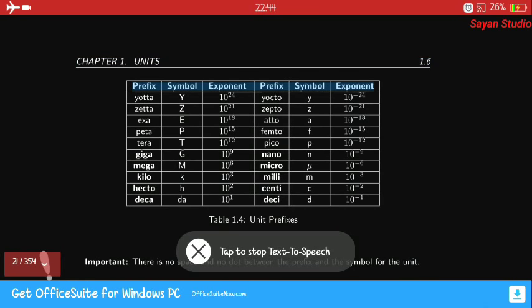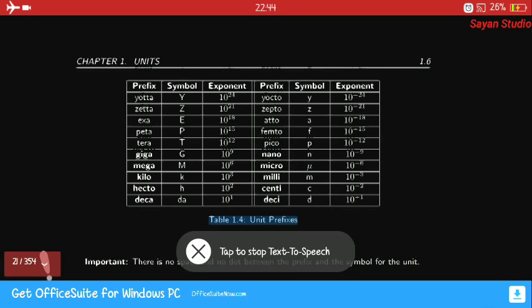Prefix, symbol, exponent. Yotta Y 10^24, yocto y 10^-24. Zetta Z 10^21, zepto z 10^-21. Exa E 10^18, atto a 10^-18. Peta P 10^15, femto f 10^-15. Tera T 10^12, pico p 10^-12. Giga G 10^9, nano n 10^-9. Mega M 10^6, micro μ 10^-6. Kilo k 10^3, milli m 10^-3. Hecto h 10^2, centi c 10^-2. Deca da 10^1, deci d 10^-1.